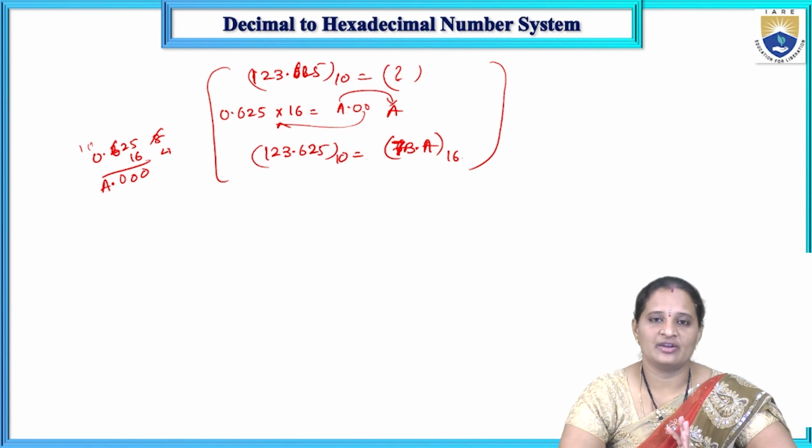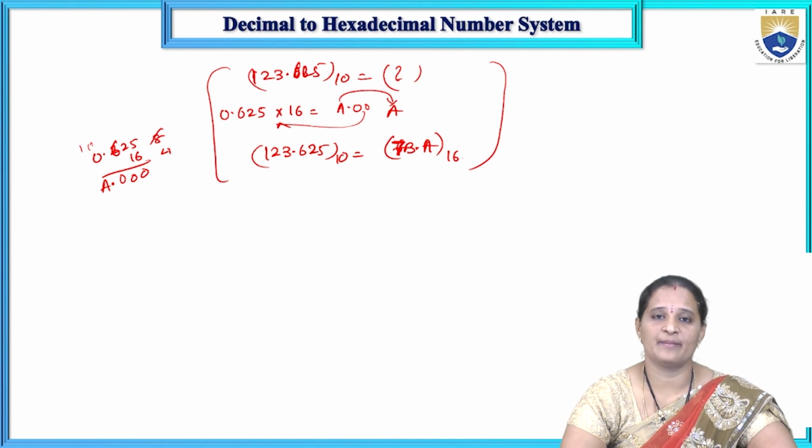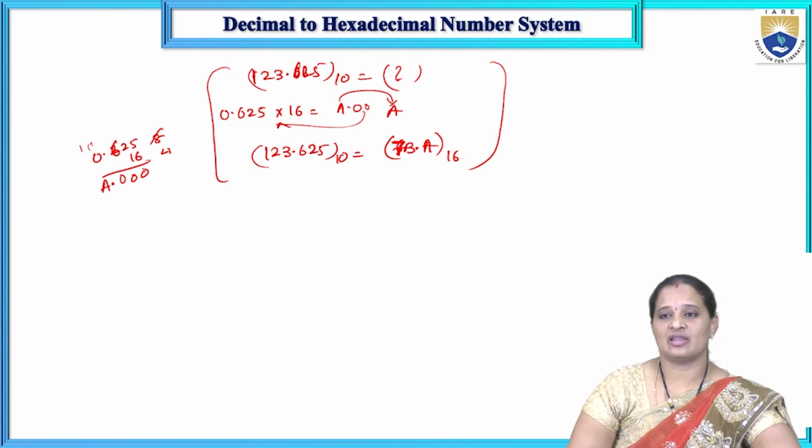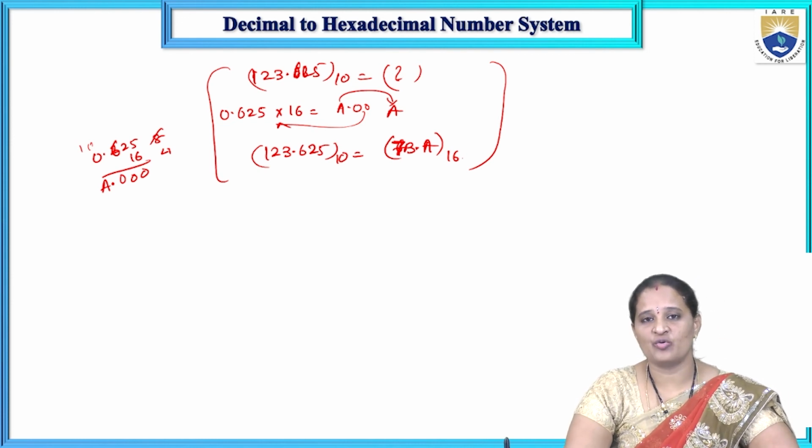So like that, you can perform the successive multiplication to convert the fractional part into any base number system, and the integer part can be converted using successive division. So this is about the number base conversions, from decimal to any number system. The remaining number base conversions we'll look at in the next class. So that's all for this lecture. I hope it is clear.